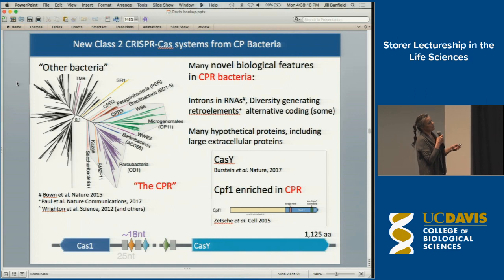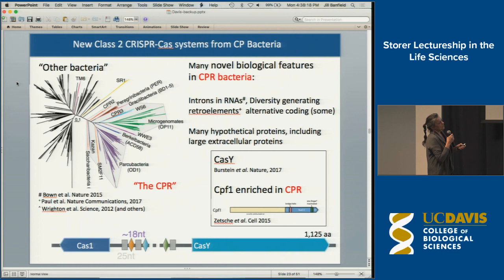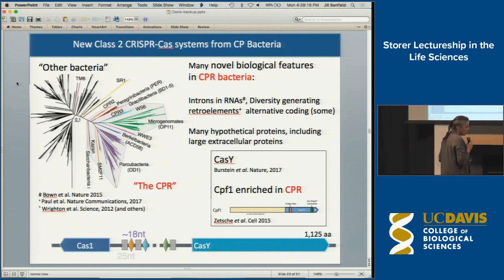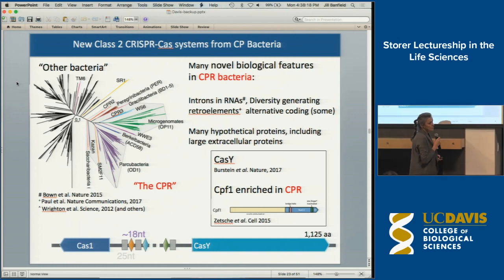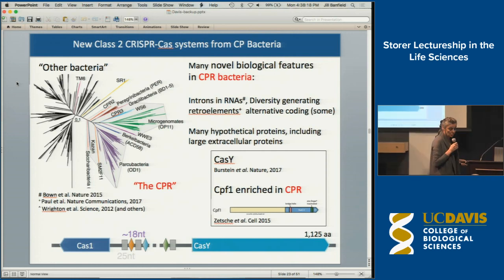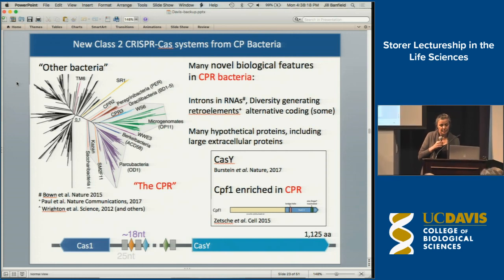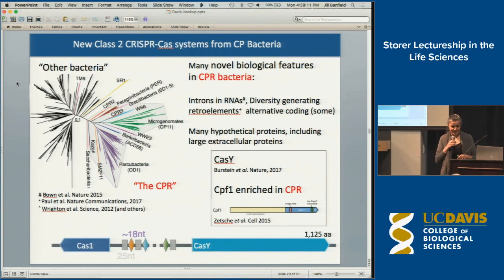I didn't mention the introns in the rRNAs, but that was one of the big findings initially. And then working with David Valentine's group, we've reported these things called diversity-generating retroelements, which are really rare, but they're just really prominent in certain regions. And some groups, phyla I should say, have repurposed one of their stop codons to code for an amino acid, so alternatively coded. And they have heaps of hypothetical proteins.